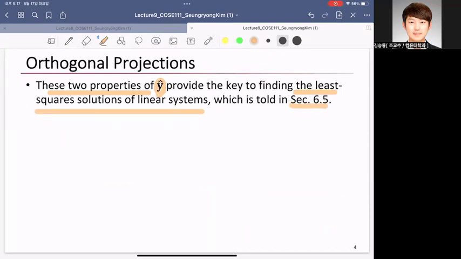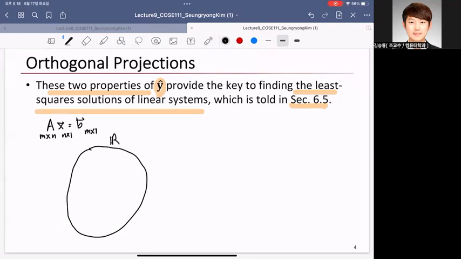So what does it mean? Why do we have to discuss orthogonal projection from last week to this week? Let's go back to our Ax equals b. Let's suppose that we have a linear system Ax equals b. A is in n by n space, x is in n by 1 space, then b is in n by 1 space. Now let's draw this relationship here.